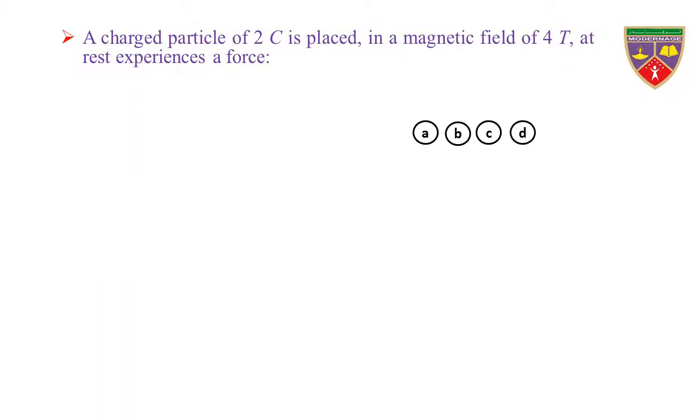A charged particle of 2 coulomb is placed in a magnetic field of 4 Tesla at rest, experiences a force: option A, 0 Newton; option B, 2 Newton; option C, 4 Newton; option D, 6 Newton. The key is 0 Newton. Therefore, the correct option is A.